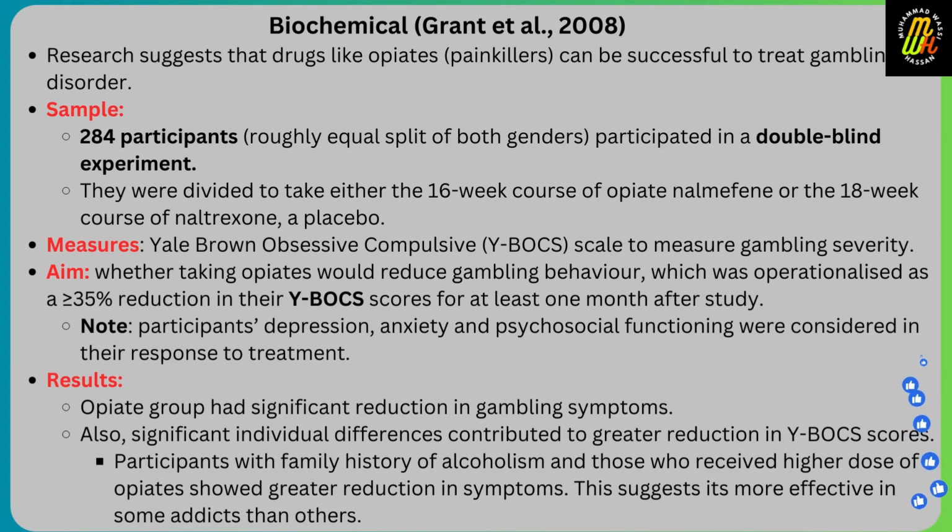Results: opiate groups had a significant reduction in gambling symptoms. Also, significant individual differences contributed to greater reduction in YBOCS scores. Participants with a family history of alcoholism and those who received a higher dose of opiates showed greater reduction in symptoms. This suggests it's more effective in some addicts than others.